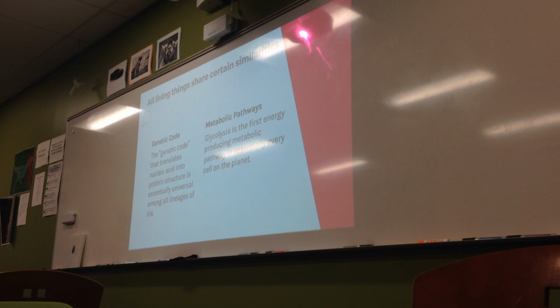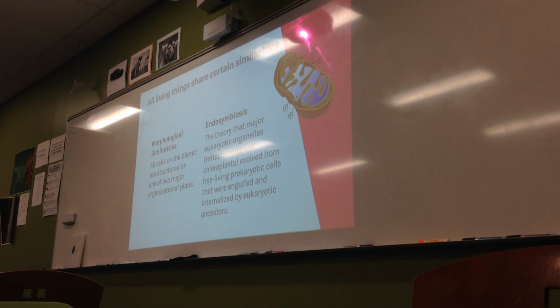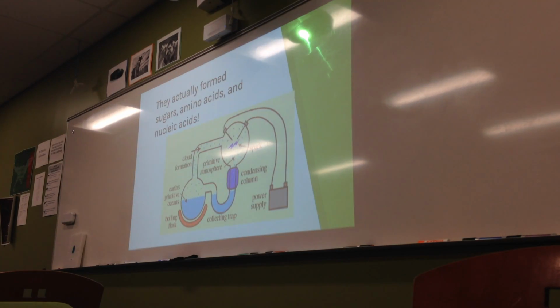All right. So, certain similarities: the genetic code, like I said, and metabolic pathways, such as glycolysis, in essentially every cell on the planet. Morphological similarities: all cells on the planet are structured on one of two major organizational plans. What are those two plans? The two types of cells? Prokaryotic and eukaryotic. And then, of course, endosymbiosis, the theory that major eukaryotic organelles, mitochondria and chloroplasts, evolved from free-living prokaryotic cells that were engulfed and internalized by eukaryotic ancestors.